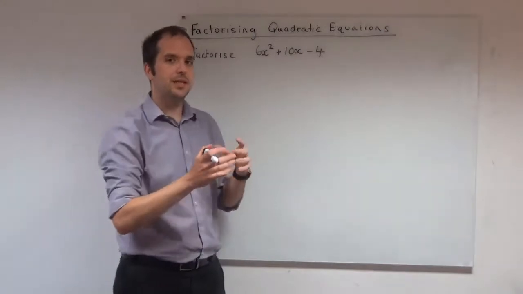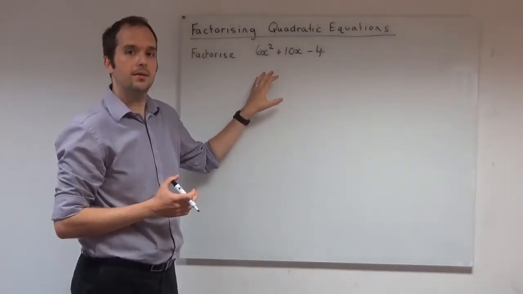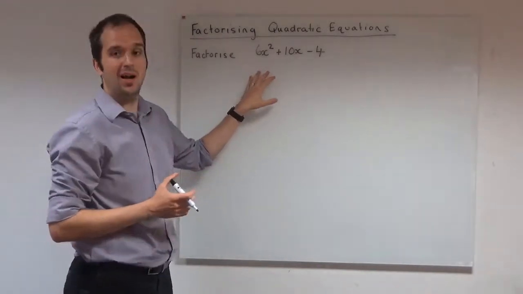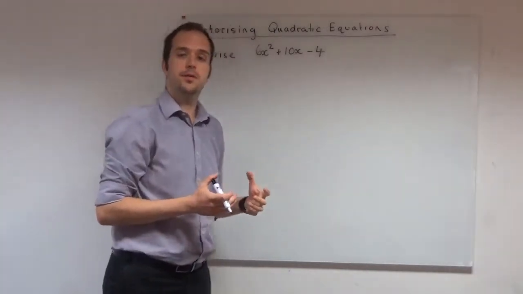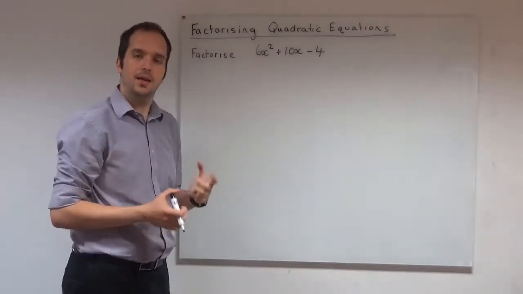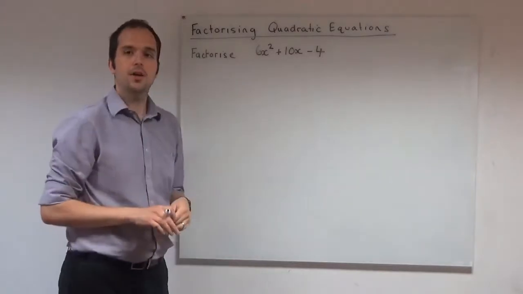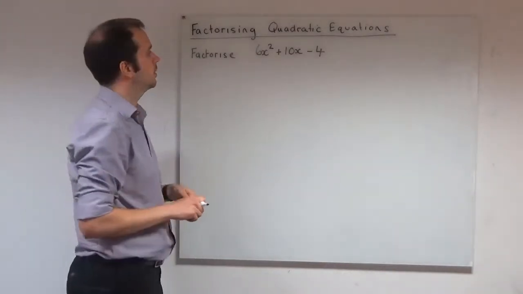This is a bit more of a challenging one because we have a number in front of the x squared that isn't 1. When that number's 1, it's quite straightforward to factorise a quadratic. But with that 6 being there, it can be a little bit more challenging. So let's have a look and let's see how we factorise it.